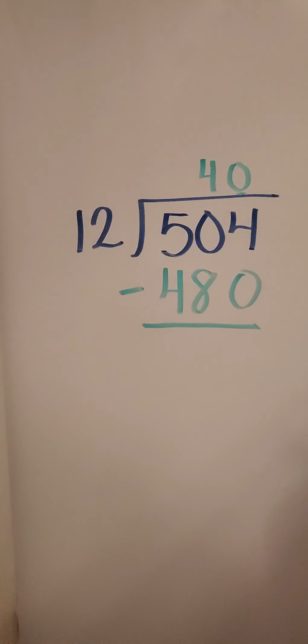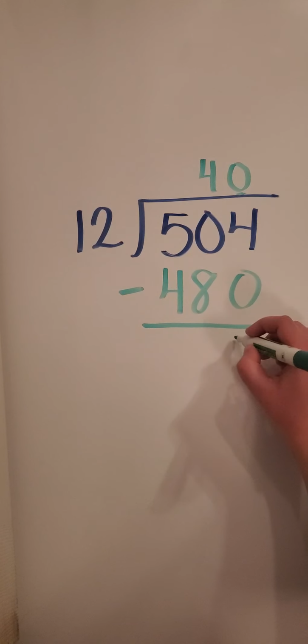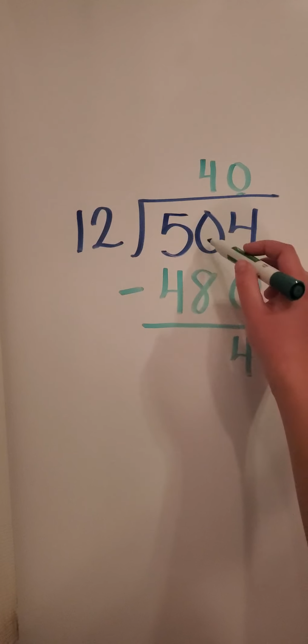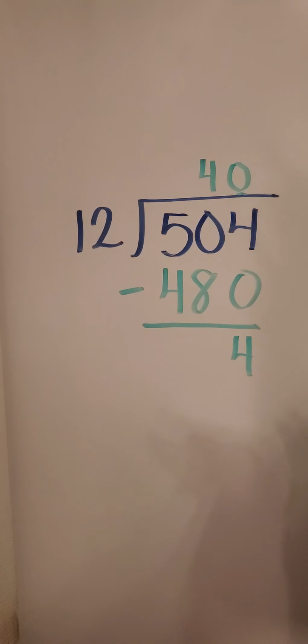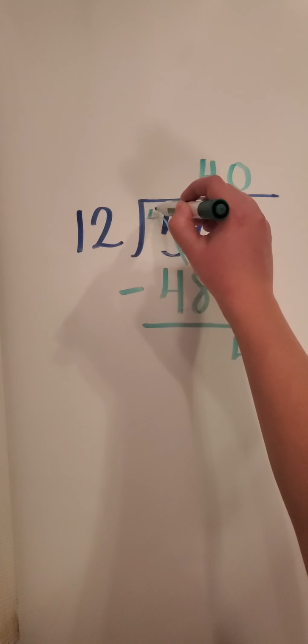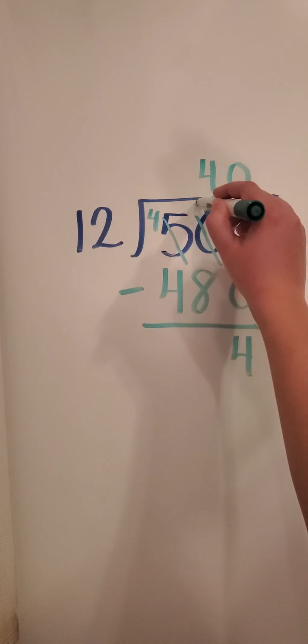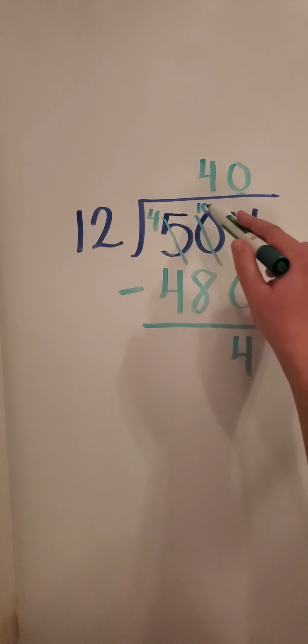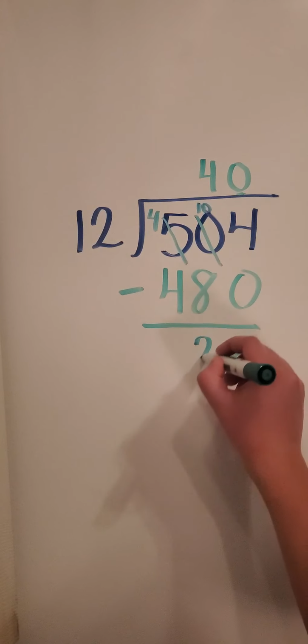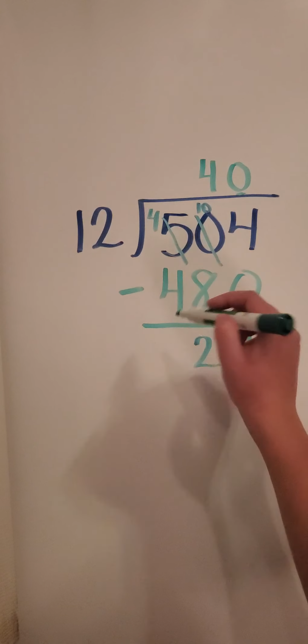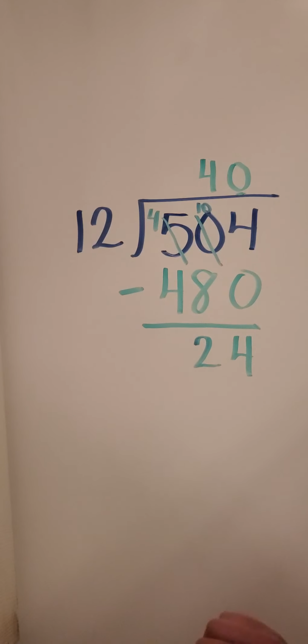All right, now I'm going to go ahead and subtract. 4 minus 0, 4. 8 minus 0, I can't do that. I have to borrow from the 5. 5 becomes a 4. The 0 becomes a 10. 10 minus 8 is 2. 4 minus 4, nothing. Okay, so now I'm going to start over.